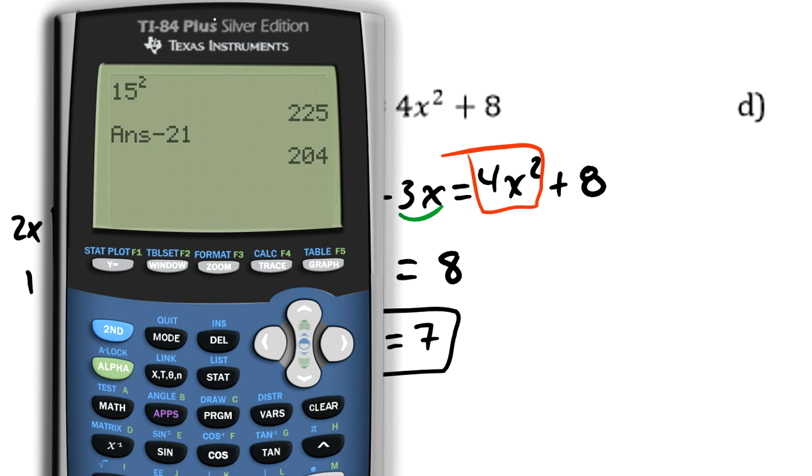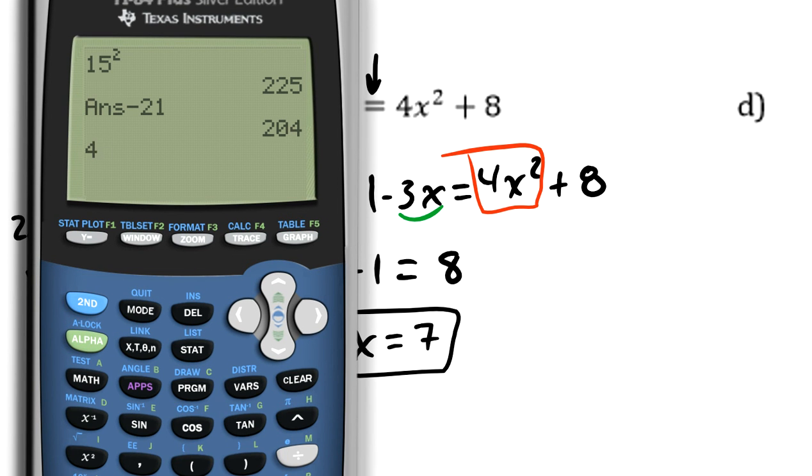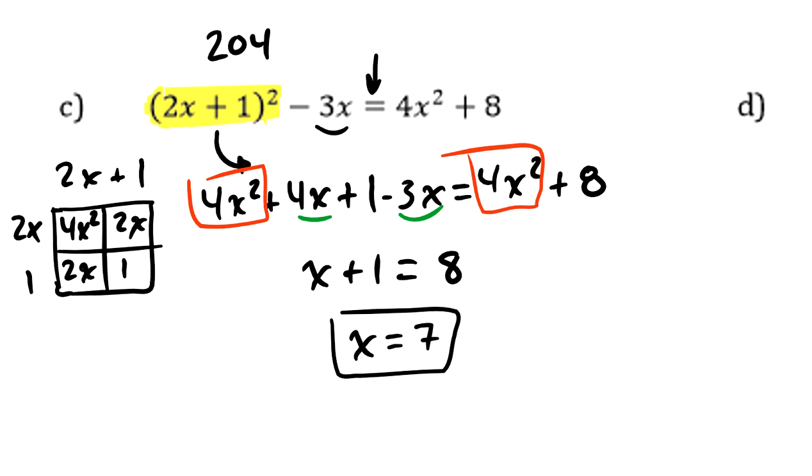So it's 4 times 7 squared. 4 times 7 to the second power. Let me leave the exponent and I'll add 8 to that. Doop, 204. So this is exactly the value, right? 7 makes both sides of this 204. It is the solution to this equation.